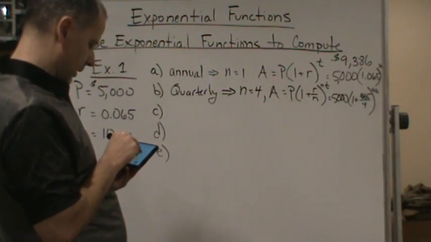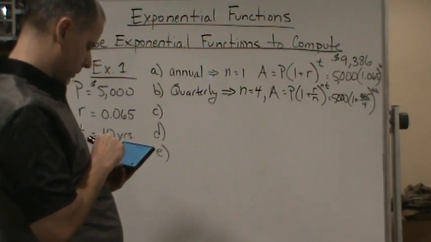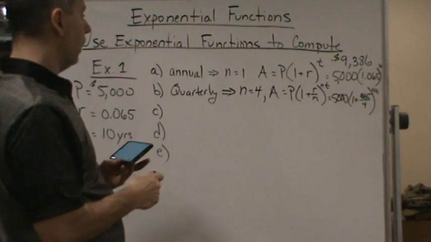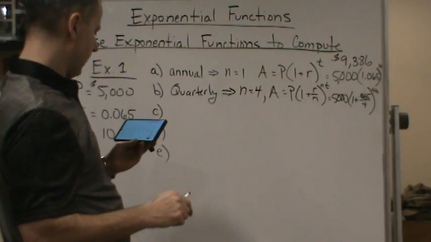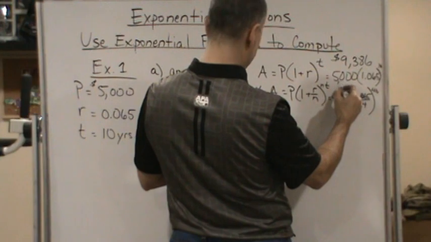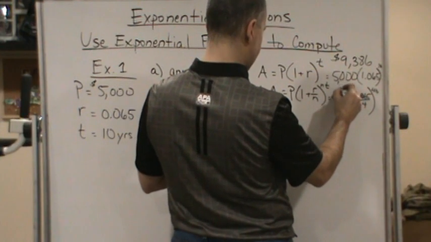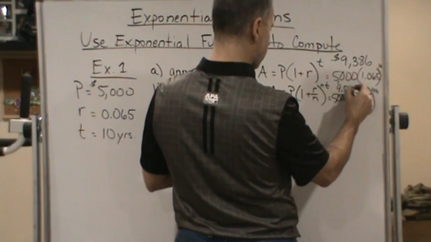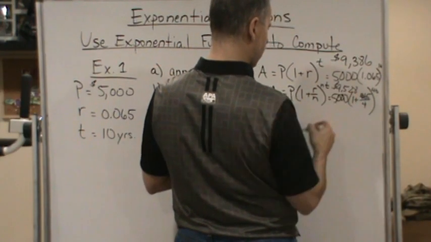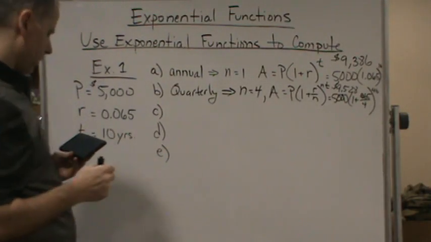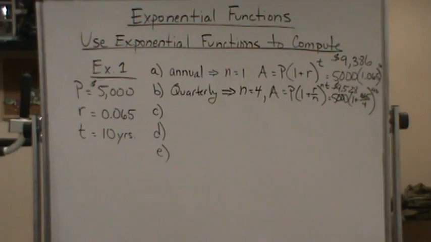Okay, so now when you do it quarterly, the accumulated amount, the future value, is $9,528, rounded to the nearest dollar. So it went up a little bit more. So, okay, now the next one is monthly.